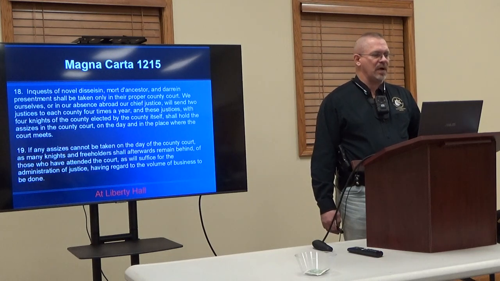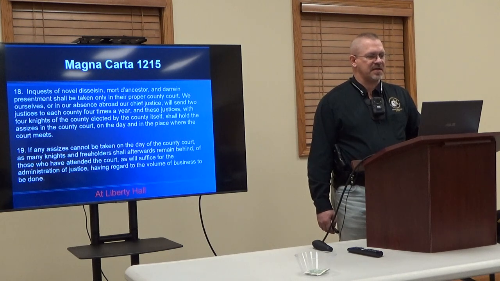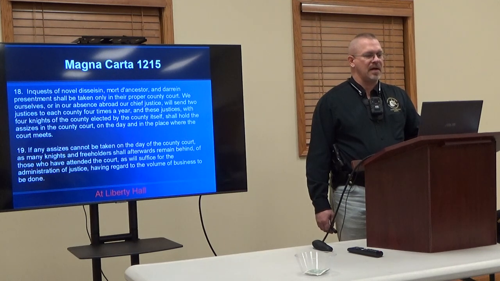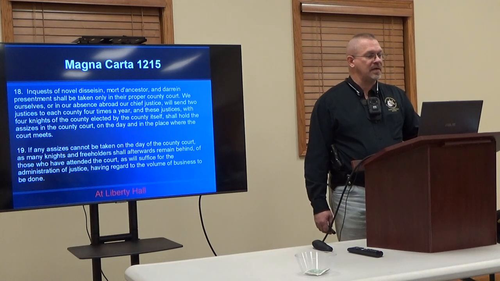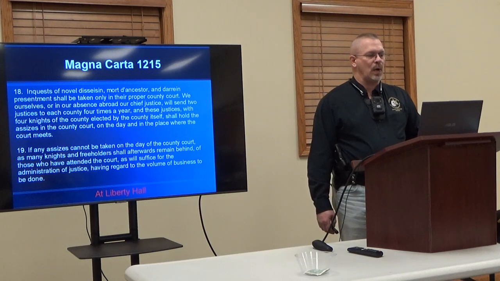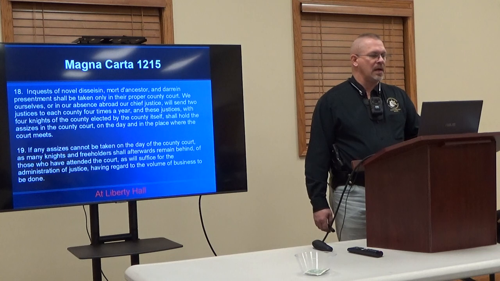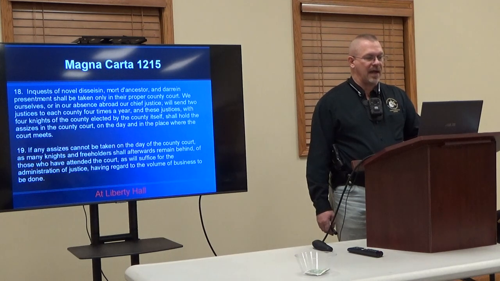18. Inquests of novel disseisin, mort d'ancestor, or darrein presentment shall be taken only in their proper county court. We ourselves, or in our absence abroad our chief justice, will send two justices to each county four times a year, and these justices, with four knights of the county elected by the county itself, shall hold the assizes in the county court on the day and in the place where the court meets.